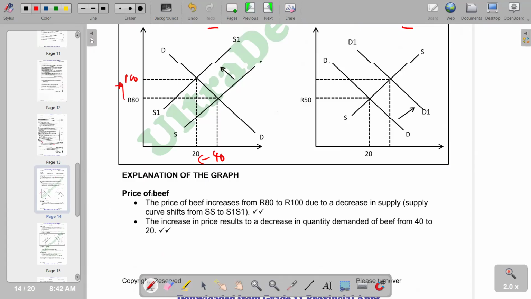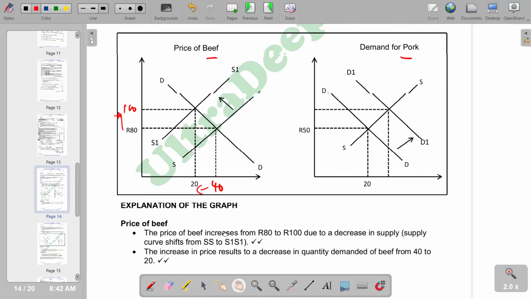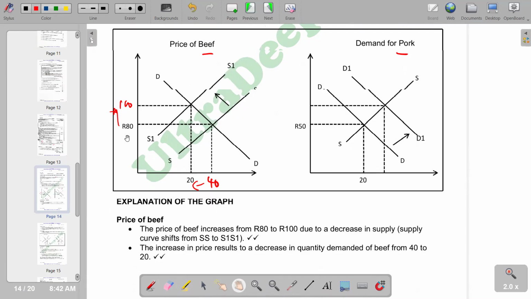With that, this is what is explained under the price of beef. Remember, the first graph is on the price of beef. It says the price of beef increases from 80 to 100, which is the movement we have here, due to a decrease in supply. The supply curve shifts from S to S1. So we see that the supply curve has shifted. Remember, when a supply curve shifts upwards, it indicates a decrease in supply. So the upward shift indicates that supply has decreased, and the decrease in supply has led to an increase in price from 80 to 100, leading to a decrease in quantity from 40 to 20.